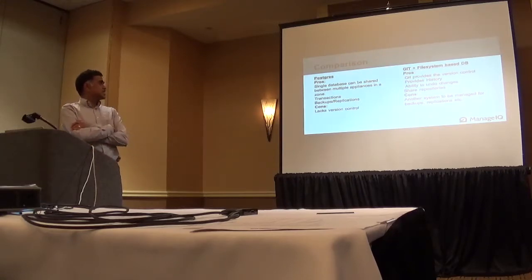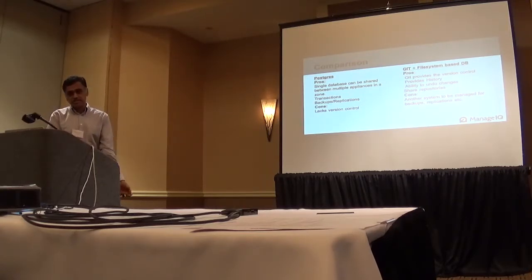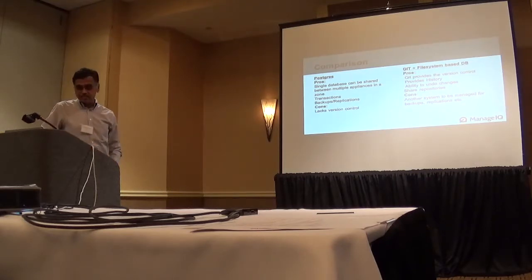Once we move to Git and a file system based database, there are definitely pros and cons. Postgres had a lot of advantages: it being a single database, it can be shared between multiple appliances, and it had the ability to do transactions, backups, replications. But one thing it lacks is version control. The Git plus file system database that we are planning on using in the future has pros such as version control, history, the ability to do changes, and share repositories. But some of the cons are that there's another system to be managed for backup, replications, etc.